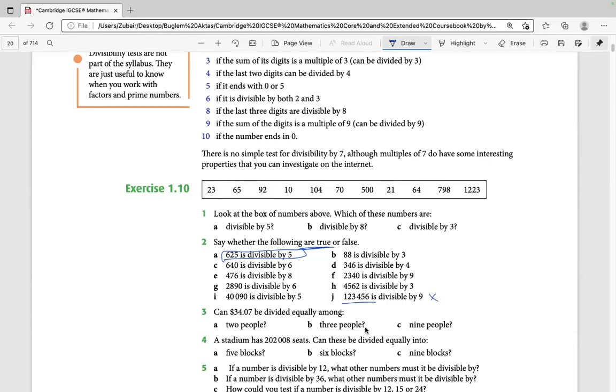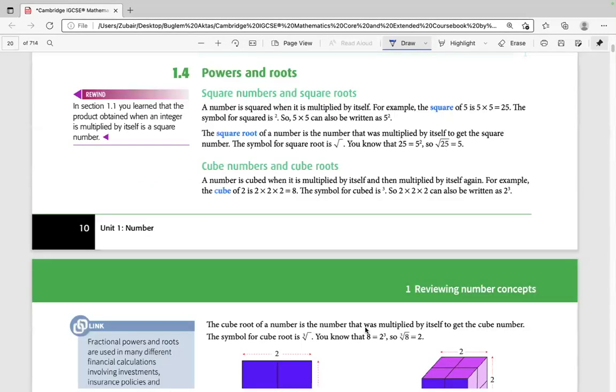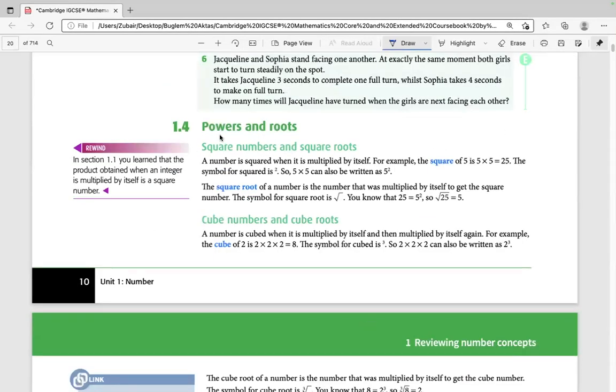Okay, powers and roots. This is not truly indices. Some concepts of that, we will do indices in detail. So you understand what 2 cube is, and what would be 4 square. 16. Okay, 4 cubed. 64. Very good.